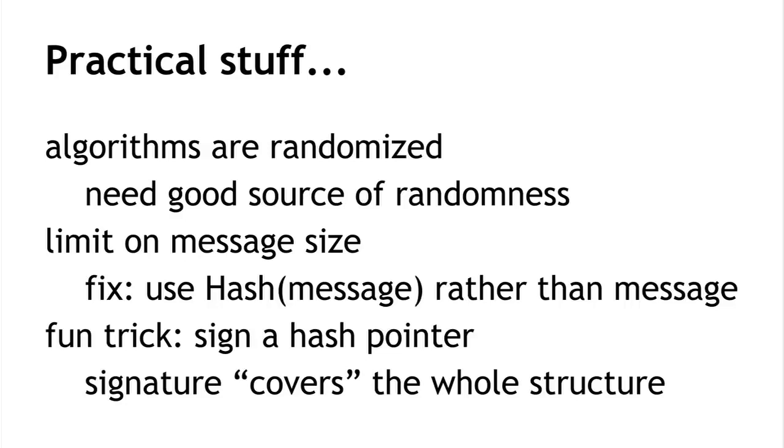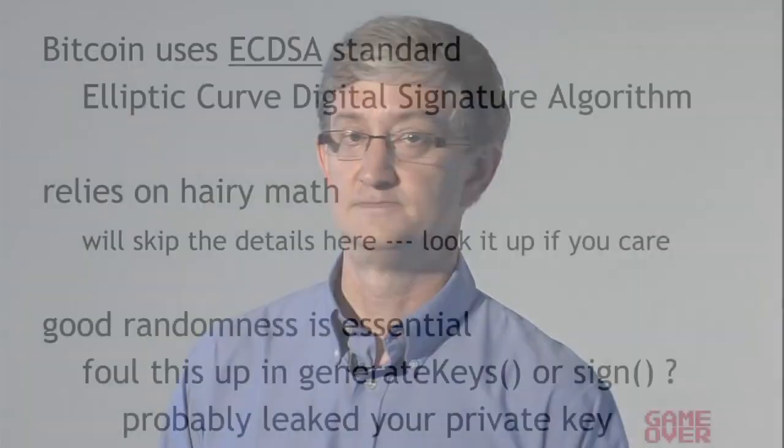And by the way, a fun trick, which we'll see used later, is that you can sign a hash pointer. And if you sign a hash pointer, then the signature covers or protects the whole structure. Not just the hash pointer itself, but everything it points to and everything it points to. For example, if you were to sign the hash pointer that was at the end of a blockchain, the result is that you would effectively be digitally signing the entire contents of that blockchain. That's a useful trick that we'll see used later.